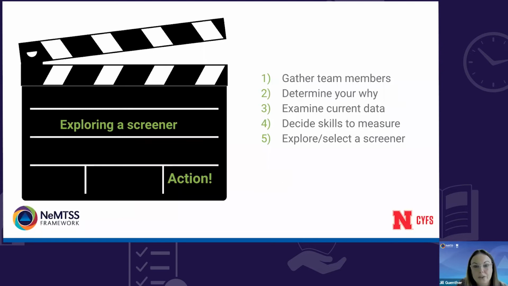So we would encourage you now just to take some time to potentially pause the video, have some time to reflect. If you're with your team, have some discussions around these action items. So looking at the teaming structure, determining your why and really examining your data and what data you have accessible, what data that you need. Deciding what skills to measure and what screener might be that best fit, and using the screener comparison tool as a resource as well.